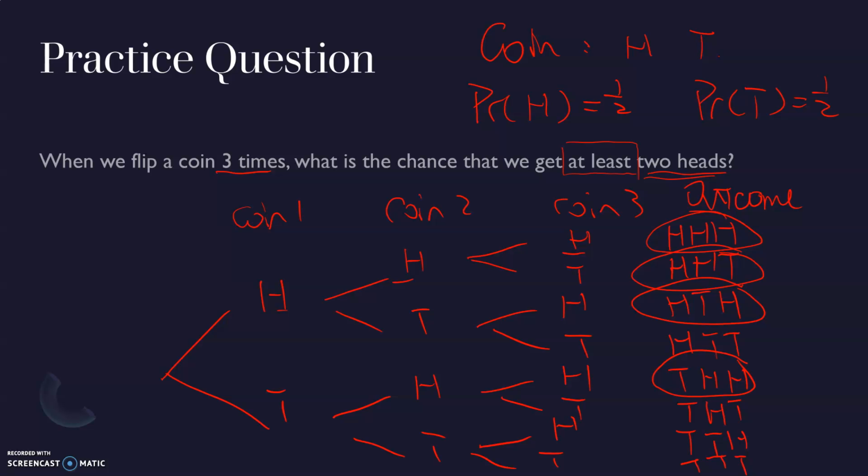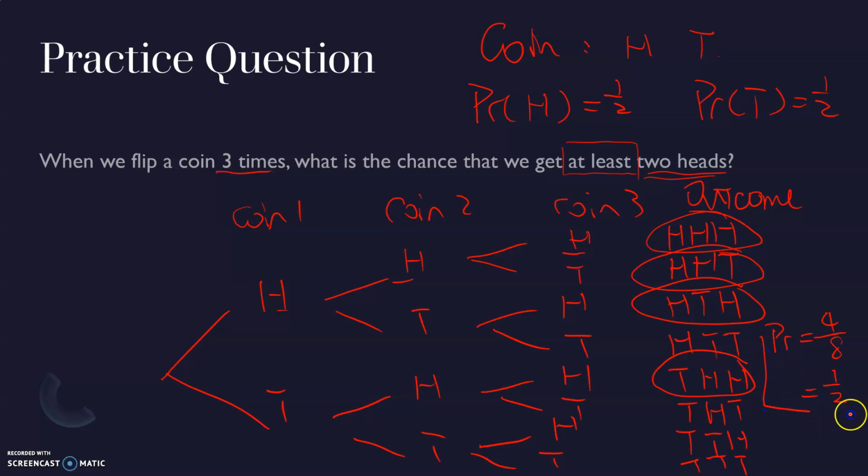Okay, so think about it. We have 1, 2, 3, 4, 5, 6, 7, 8 outcomes, and four of them actually have at least two heads. So the probability, to our surprise, is actually going to be equal to 4 out of 8, which is equal to a half. Okay, this is a little bit counterintuitive. So that means the chance of getting at least two heads out of three throws is actually a half.